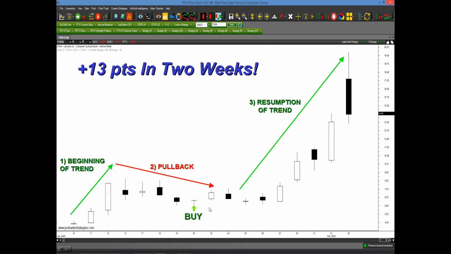And look what happened. 13 points in 2 weeks. Now, I know a lot of traders would say 13 points, that's really not that much. I thought I'd get a lot more for buying at the low levels. But remember, this is an inexpensive stock, and that was a 200% price gain.